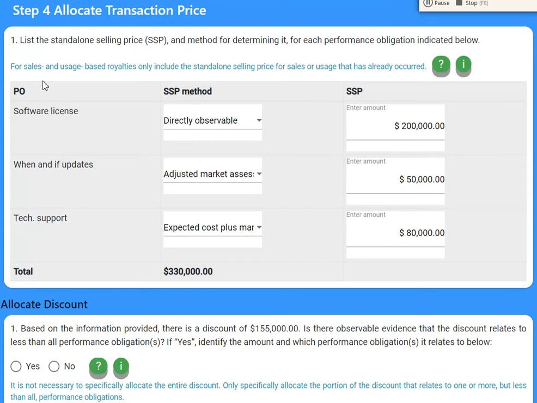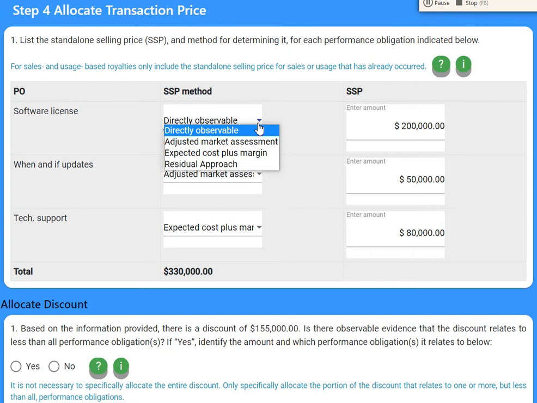performance obligations. So there are 4 different methods that the standard allows for determining what the standalone selling price would be. You'll see these in the drop-down menu here. Directly observable is the best case scenario. So if you have a similar or even the same product that you sell in a different market or even the same market, then you may have a directly observable standalone selling price. That would be the best evidence available.